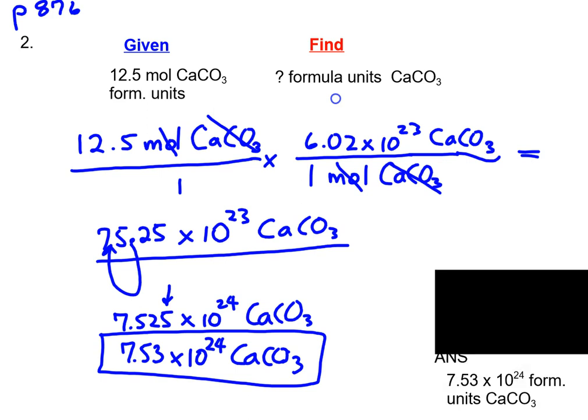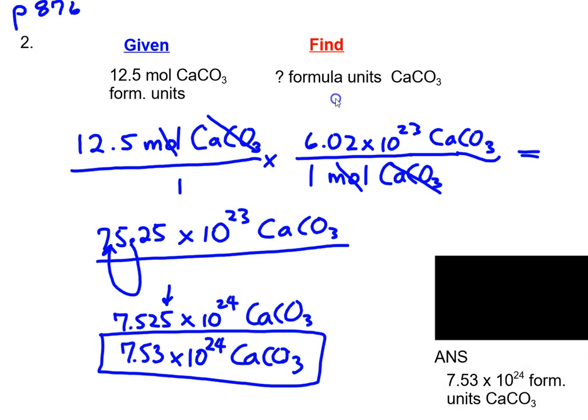Okay, see, that's what the book is saying: 7.53. So, we're good on that. Do we have any questions here? This isn't really too bad, is it?